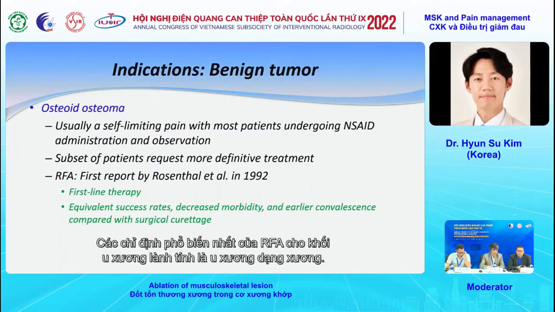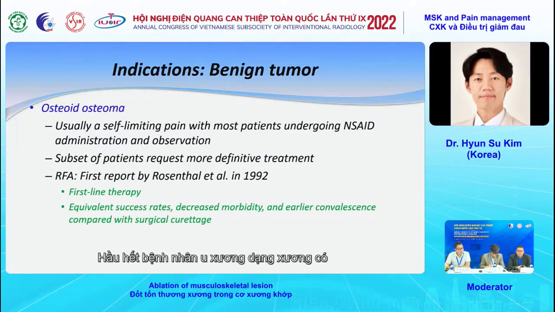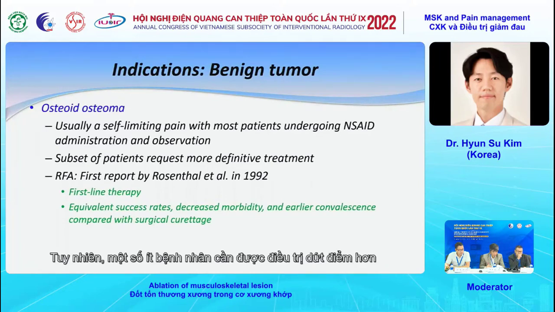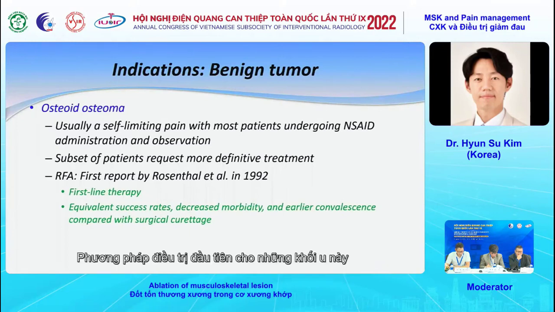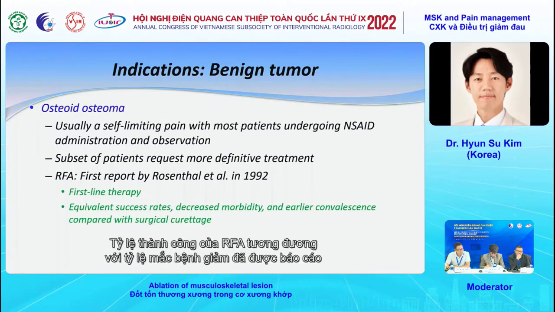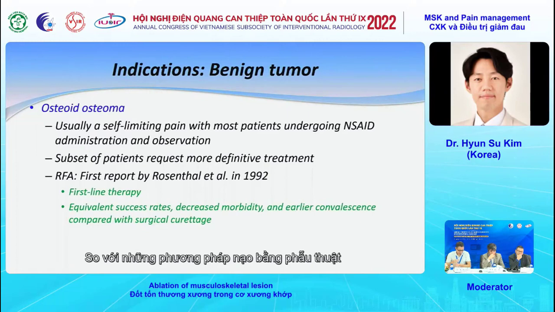The most common indication of RFA for benign bone tumor is osteoid osteoma. Most patients with osteoid osteoma have self-limiting pain which can be managed by oral medication. However, a subset of patients need more definitive treatment. Since the first report in 1992 by Rosenthal, RFA has become the first-line treatment for these tumors. Equivalent success rates with decreased morbidity have been reported for RFA compared with surgical curettage.